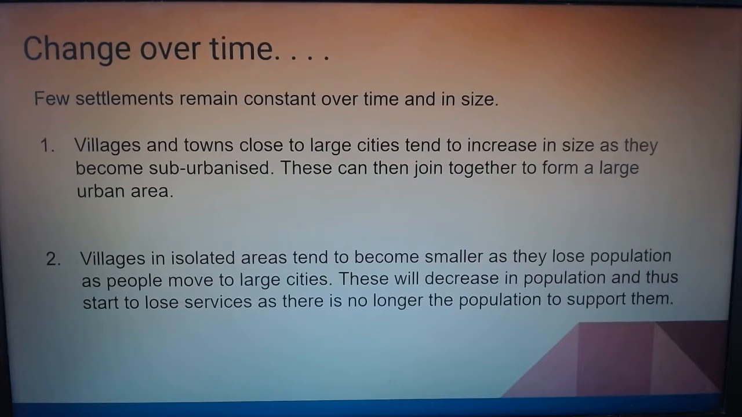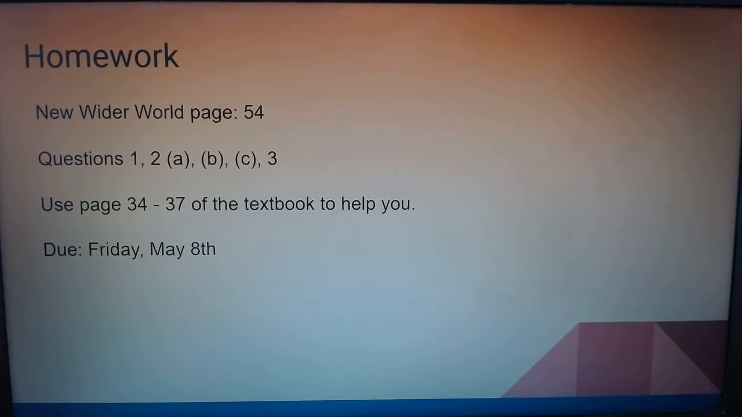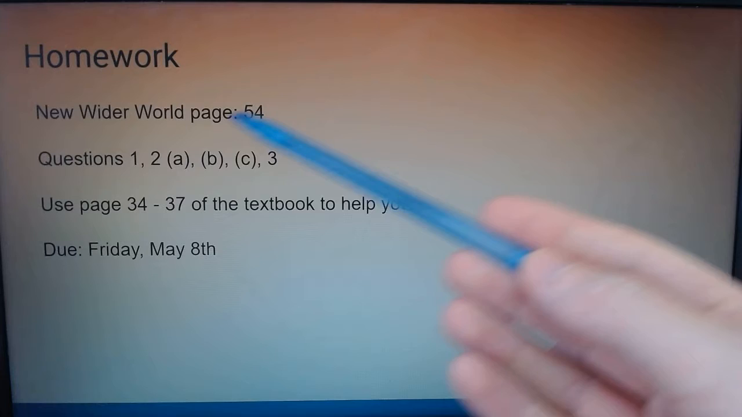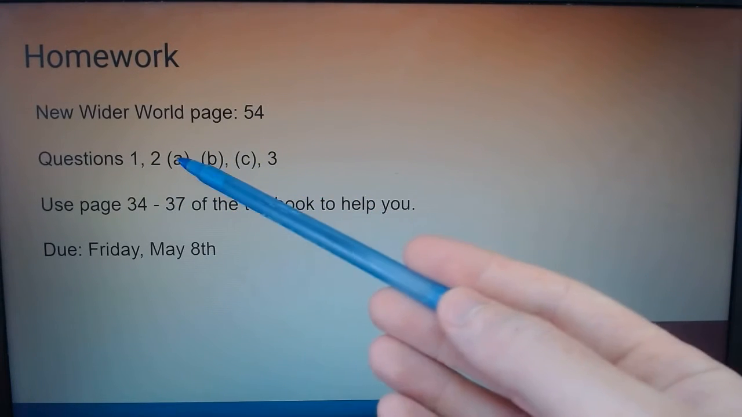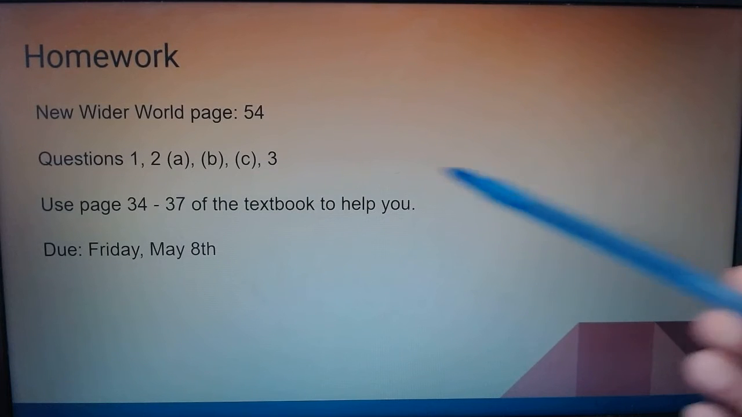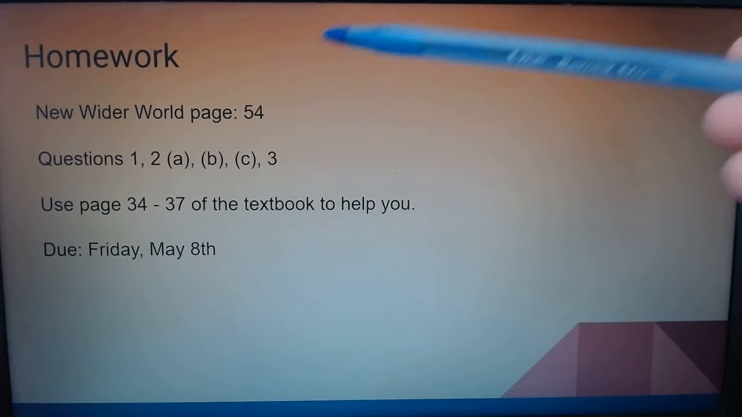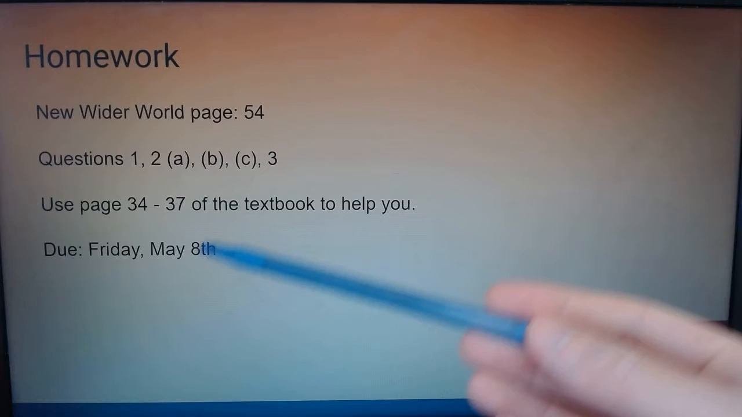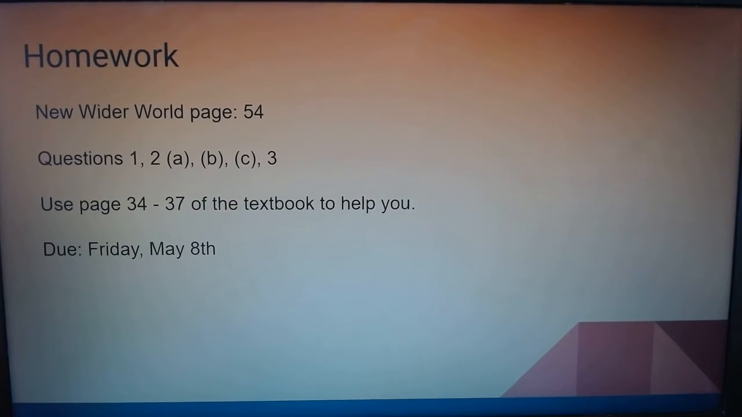All right. Now, homework. New Wider World, page 54, question 1, 2, and 3. For question 2, you only do A, B, and C. Do not do 2D. You don't do 2D. These pages of the textbook help you. Okay, we're going to read through some of it now, and it's due next Friday. So I will put that on Plus Portal, and I'll go through those questions in the next video.